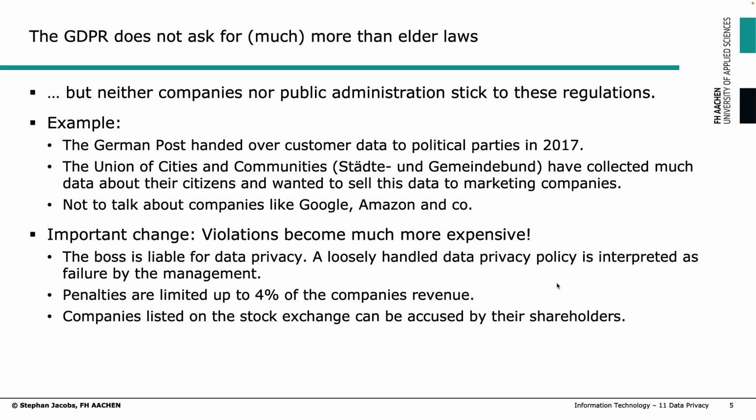The Deutsche Städte- und Gemeindebund, a union of cities and communities, does have data of all their citizens. And they thought about selling this data to marketing companies so that they can make use of it and shape their profiles. And we do not want to talk about companies like Google, Amazon and Co. who do lots of tracking, but as long as they do it in the US, on US web pages, it's hard to enforce our data privacy laws there.